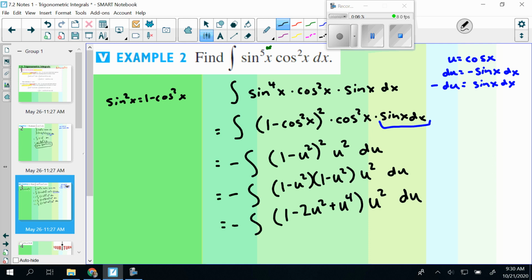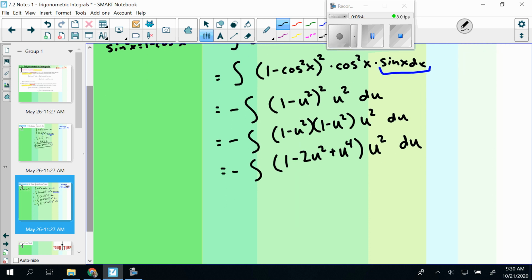So one last round of algebra here, then we'll find our antiderivative. So if we distribute that u squared now, we got u squared minus 2u to the 4th plus u to the 6th. Remember, you add exponents when multiplying. Now this is finally in the form where we can find that antiderivative without hopefully too much trouble here.